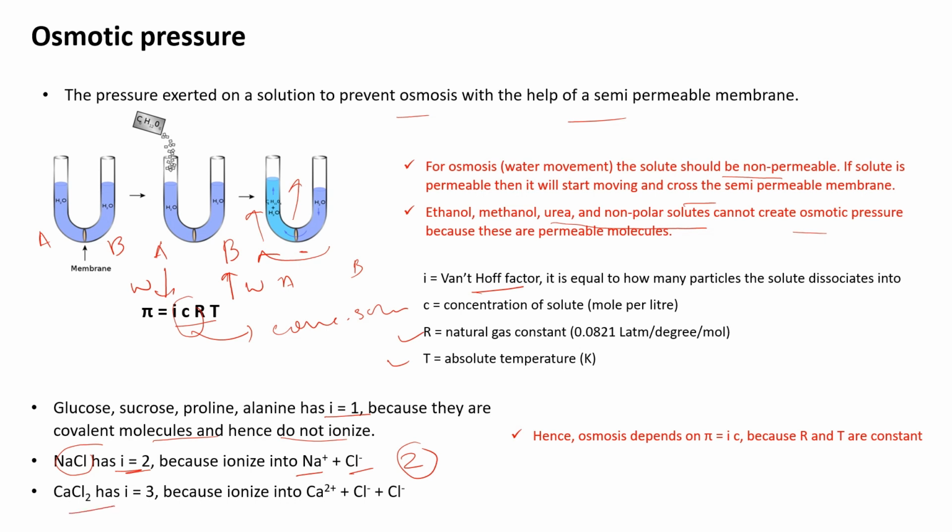In case of CaCl2, i is 3 because after ionization, it gives 3 particles: Ca2 plus, 1 Cl minus, 1 more Cl minus. So 2 Cl minus and 1 Ca2 plus, a total of 3 particles generate after the dissociation of CaCl2. So for CaCl2, i equals 3. Clear? So osmotic pressure is the pressure to prevent osmosis through a semi-permeable membrane. In this, the solute should be non-permeable, otherwise it won't create osmotic pressure. Osmotic pressure depends upon the concentration of solute and the Van 't Hoff factor. What is the Van 't Hoff factor? It is the number of particles formed after dissociation of the solute.